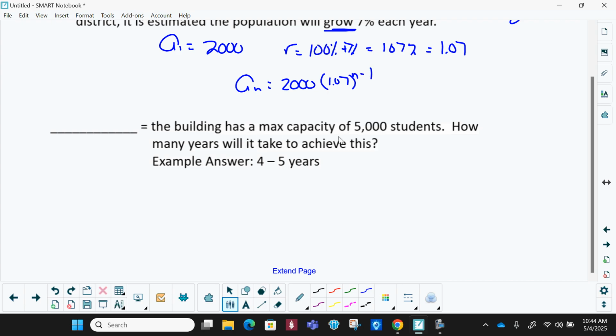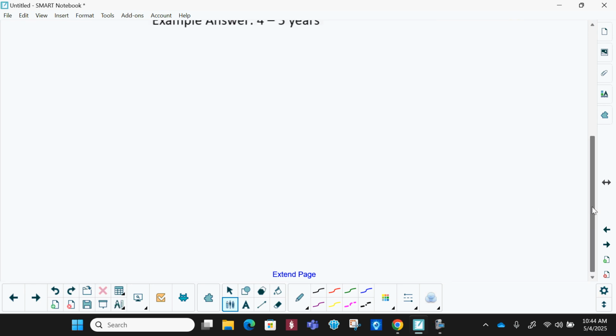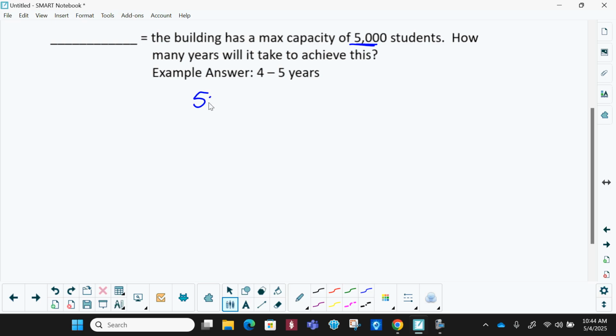Okay. The building has a max capacity of 5,000 students. How many years will this take? Okay. Sorry, let me get there. So the question here is 5,000 equals 2,000 times 1.07 to the N minus 1. So we're going to start playing around with the numbers. Okay, so I know some of my students in the past said 5. So again, I'm going to type in this. So 2,000 times 1.07 to the 5 minus 1.